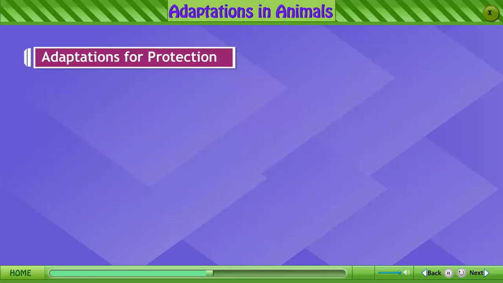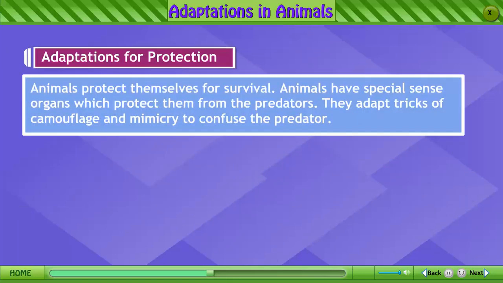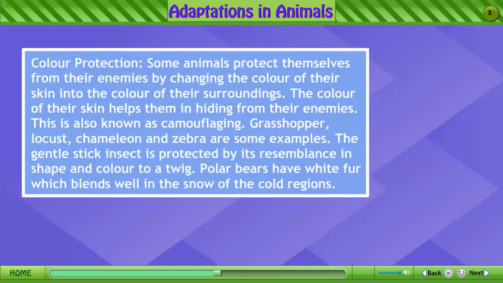Adaptations for protection. Animals protect themselves for survival. Animals have special sense organs which protect them from the predators. They adopt tricks of camouflage and mimicry to confuse the predator.